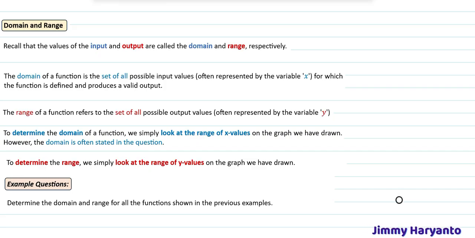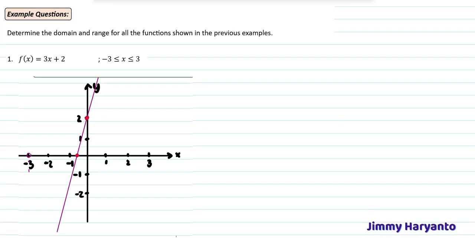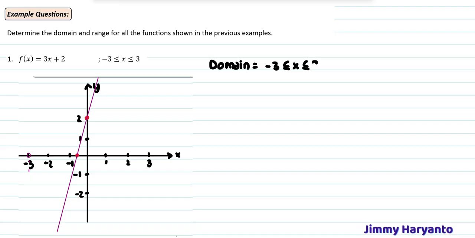Determine the domain and range for all functions shown in the previous examples. Okay, let me copy the graph first. Okay, let's start from the first function. For the first function, we have f(x) equals 3x plus 2. And the question says x varies from negative 3 until 3. That means this is the range of values of x, and we already know that the range of values of x will be the domain. So we can say that the domain is negative 3 less than or equal to x less than or equal to 3. As I told you before, the domain is usually given in the questions.